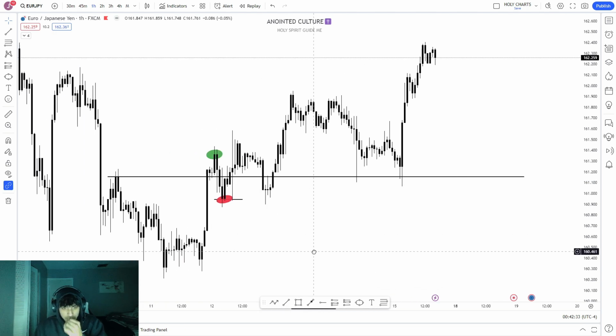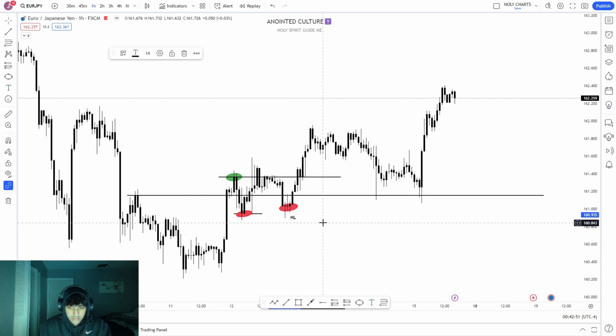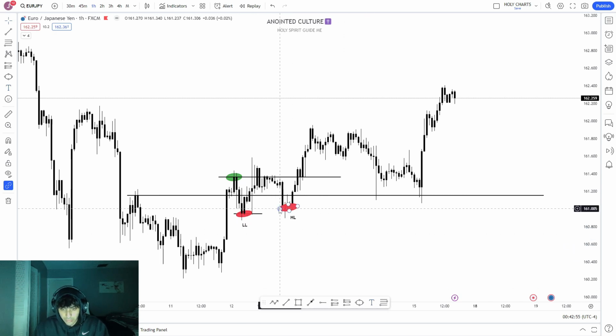So what does price do? Price makes a new high after retesting. So this will be the new high. And price makes a new low, a higher low. So this low right here is higher than this low. So this is a higher low and this is a lower low. We don't want any of these lows to be broken in order to remain bullish. As long as these lows are respected, we know that it's safer to buy than to sell.